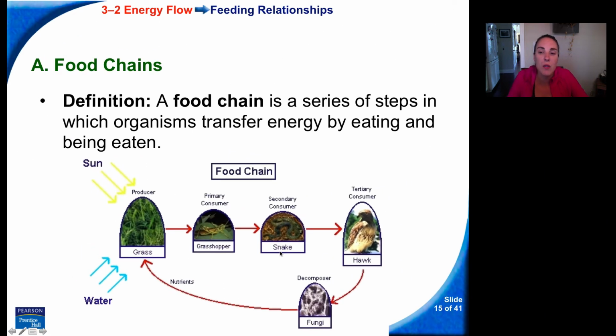Food chains. A food chain is a series of steps in which organisms transfer energy by eating and being eaten. It is one simple step in the feeding system. So the grass transfers its energy to the grasshopper because the grasshopper eats the grass. The snake eats the grasshopper. Therefore, the snake is getting the energy from the grasshopper. That's why the arrow goes in this direction. Then the snake gives its energy to the hawk because it gets eaten by the hawk. And then when the hawk dies, fungi decomposes it and the nutrients go back to the grass.